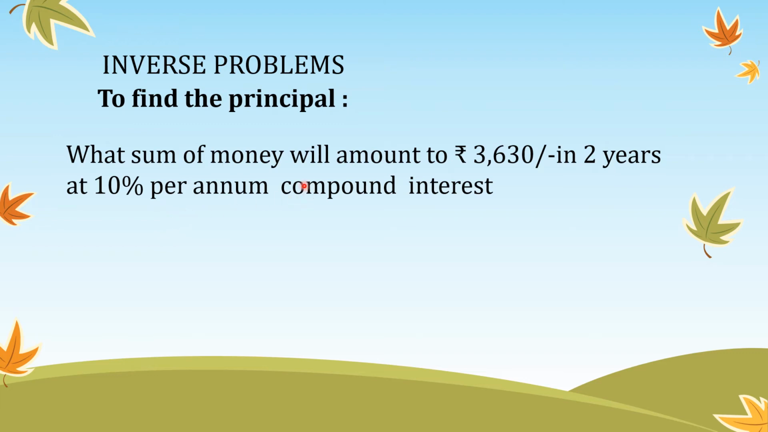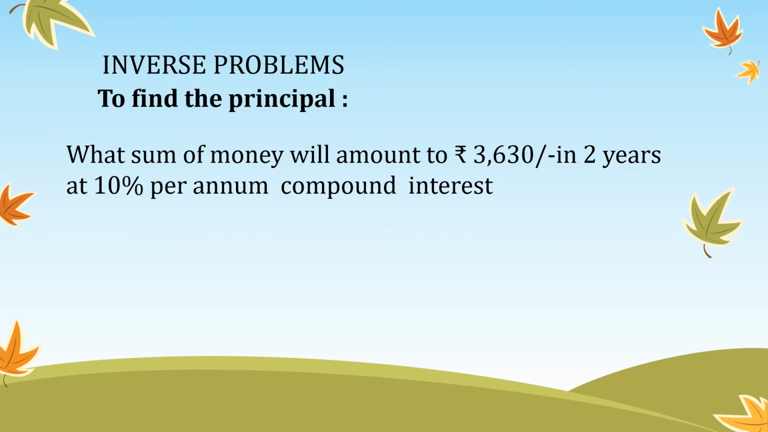When the rates of interest are different every year, at that time we will use the formula A is equal to P into (1 plus R1 divided by 100) into (1 plus R2 divided by 100). That formula we will use. But here only the rate of interest is 10%. Given N is 2 years and the amount is equal to 3,630.